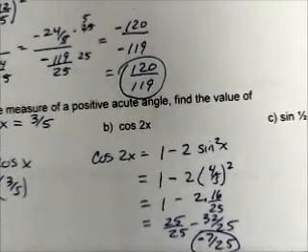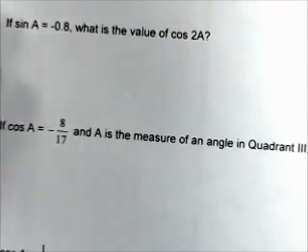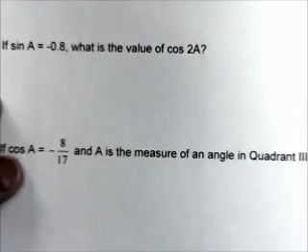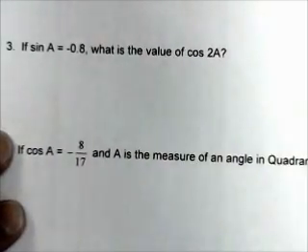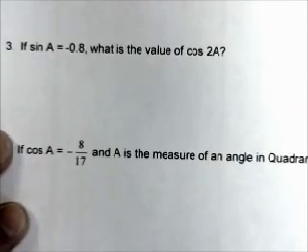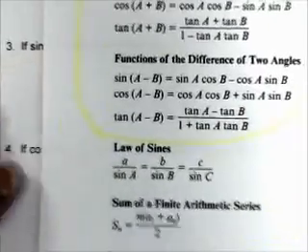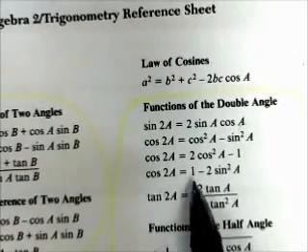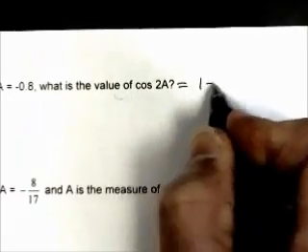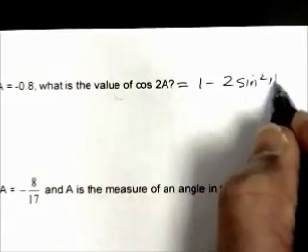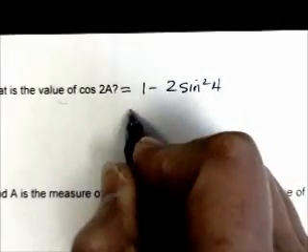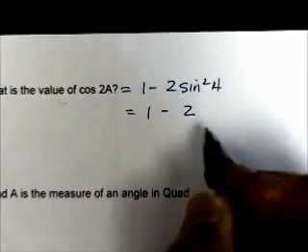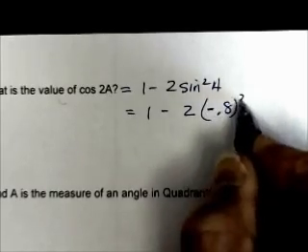Continuing on to the next page, again, we're saving the half angles for tomorrow. If the sine of A equals negative 0.8, what is the value of cosine of 2A? Okay, well, we want the cosine of 2A. If I'm given the sine of A, again, I'm going to use this formula, the one that involves sine. So it's 1 minus 2 sine squared A. So 1 minus 2 times negative 0.8 squared.